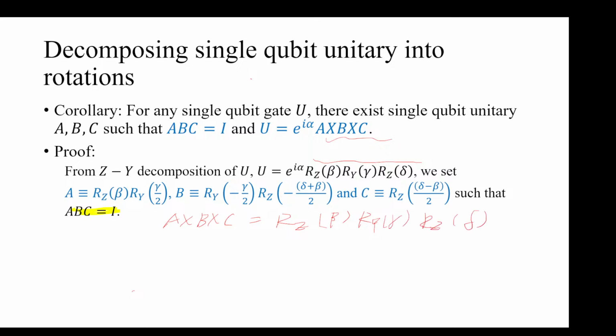Okay. And now let's do the check a little slower. The first one, ABC equal identity, is easier. You just multiply ABC. So ABC equals, for A, RZ beta, RY gamma over 2. Then B you have RY minus gamma over 2, and RZ minus delta plus beta over 2. Then finally C is RZ delta minus beta over 2.